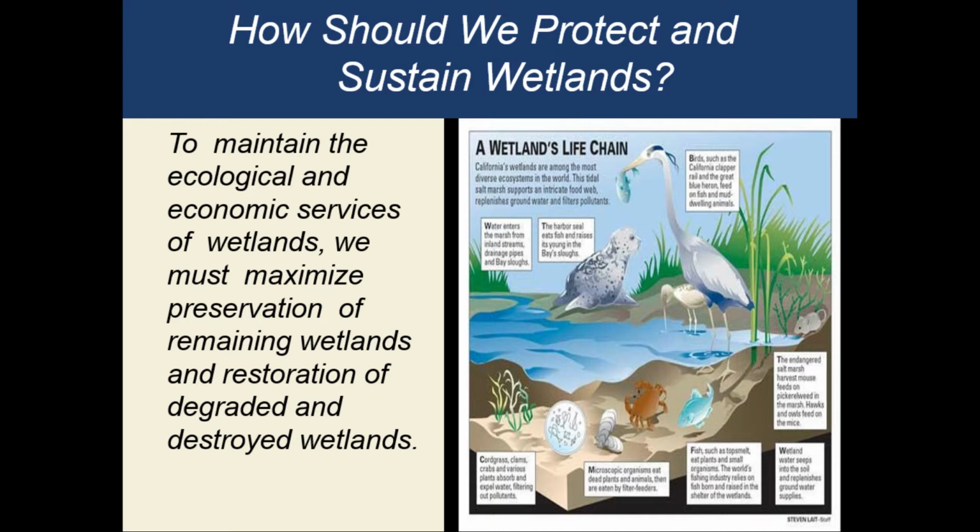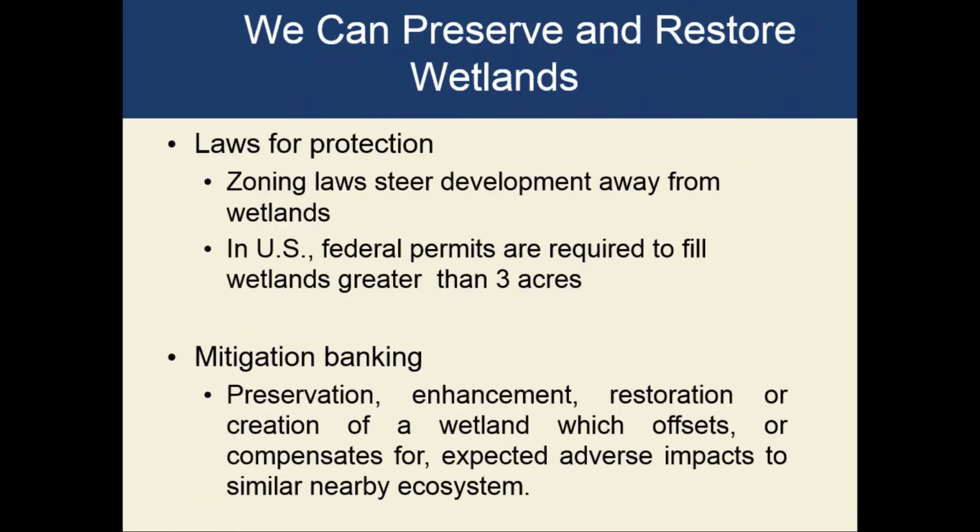and destroyed wetlands. As you can see in the pictures, the Californian wetlands are among the most diverse in the world, with tidal marshes and an intricate food web, replenishing groundwater and filtering pollutants. As you can see in the picture, many abiotic and biotic factors help form a thriving and diverse ecosystem found in wetlands. We can preserve and restore wetlands.